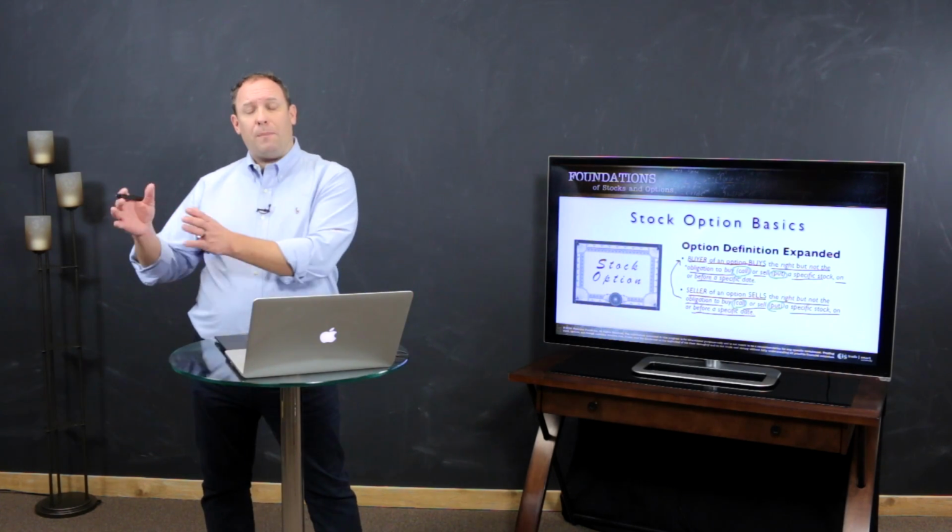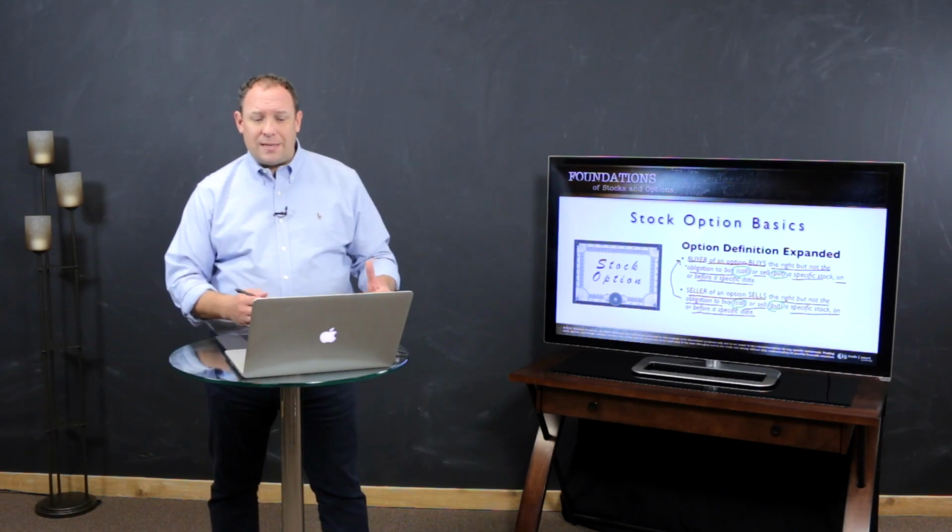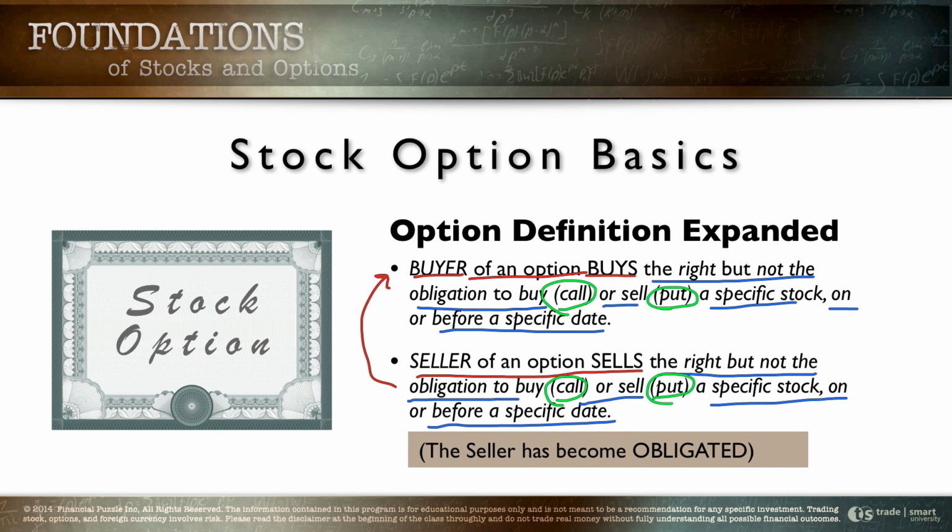If the seller has given the buyer the right, what happens to the seller? The consequence for the seller is the seller has become obligated. Who's the seller obligated to? Obviously to the buyer. So the buyer buys the option, the seller sells the option, and in that exchange, the buyer gets all the rights, all the option, and the seller takes on all the obligation of that option contract. We're going to explain this and look at this in more detail as we move forward, but here's your basic definition and understanding of two types of options, calls and puts, and two sides, the buyer and the seller.